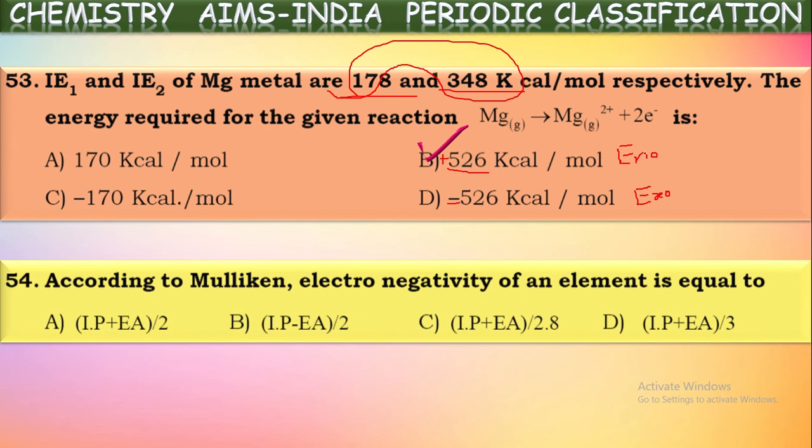So here B will be the correct answer. Next one. According to Mulliken, electronegativity of an element is equal to the average of the ionization potential and electron affinity of an element. So IP plus EA by 2 gives the average of those two, which is equal to the electronegativity of an element according to Mulliken.